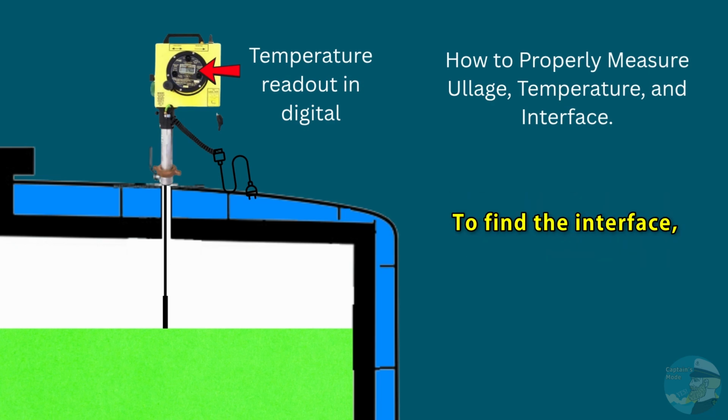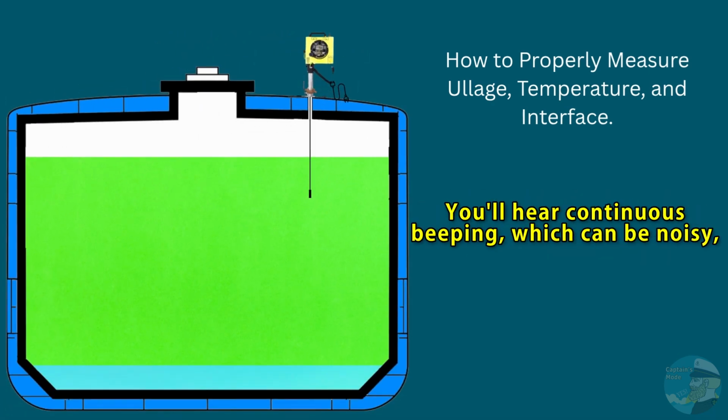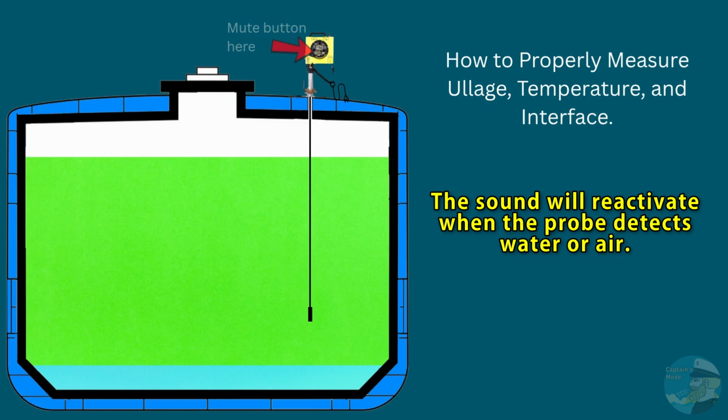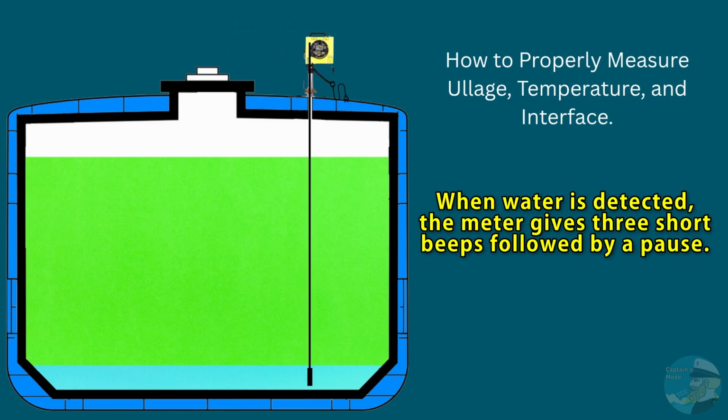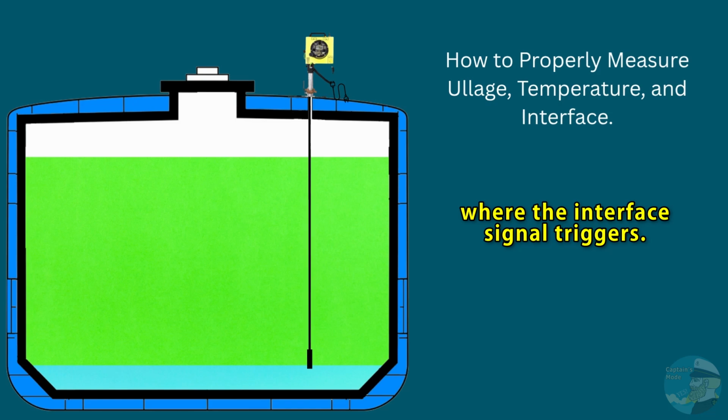To find the interface, lower the probe all the way to the tank bottom. You'll hear continuous beeping, which can be noisy since it is detecting oil, but you can mute it with a button. The sound will reactivate when the probe detects water or air. When water is detected, the meter gives 3 short beeps followed by a pause. Move the probe up and down slowly to pinpoint the exact level where the interface signal triggers.